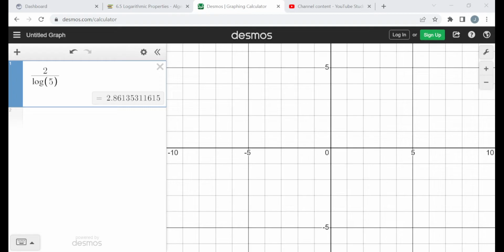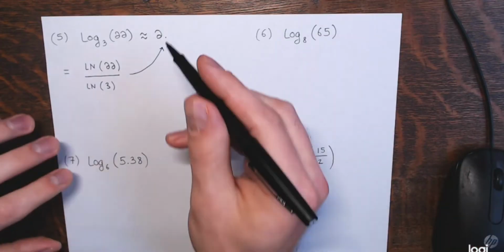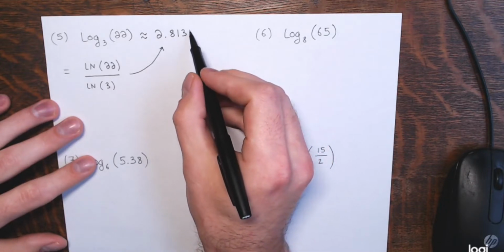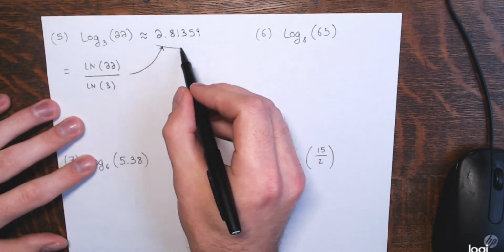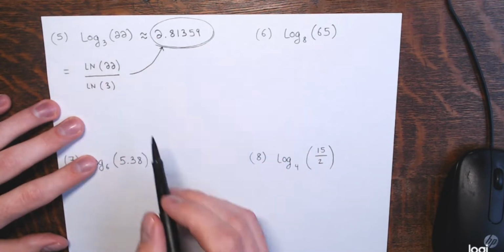So I'll go to my calculator. And I'll just do natural log of 22 divided by the natural log of the original base 3. And like I said, it's between 2 and 3. 2.813588, so 59. Right, if I'm rounding to the nearest 100,000th. So approximately 2.81359. And again, if you want, take 3 raised to this power. Should be something really, really close to 22.